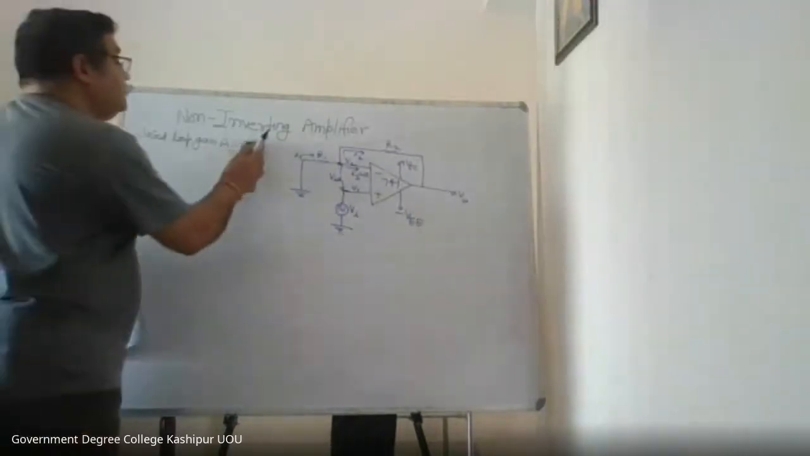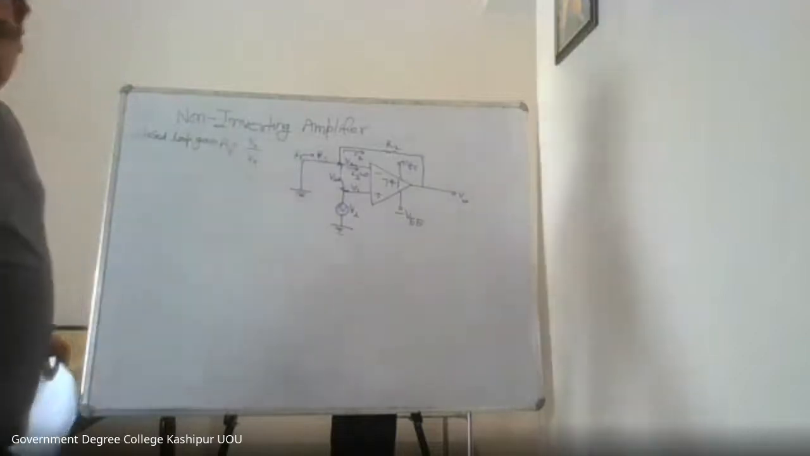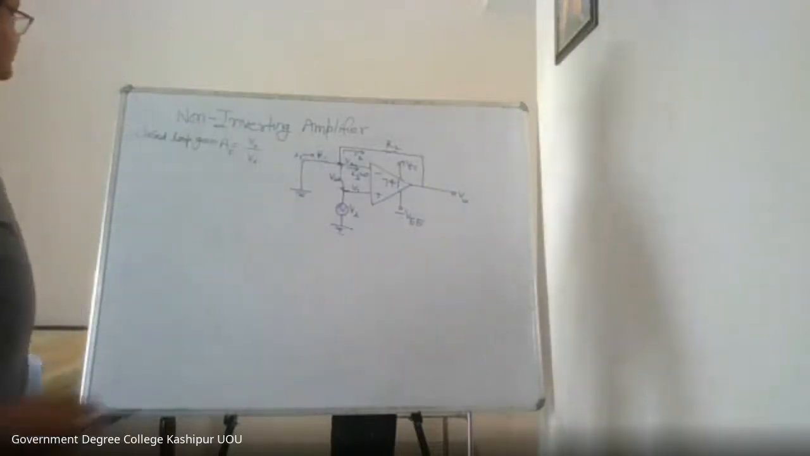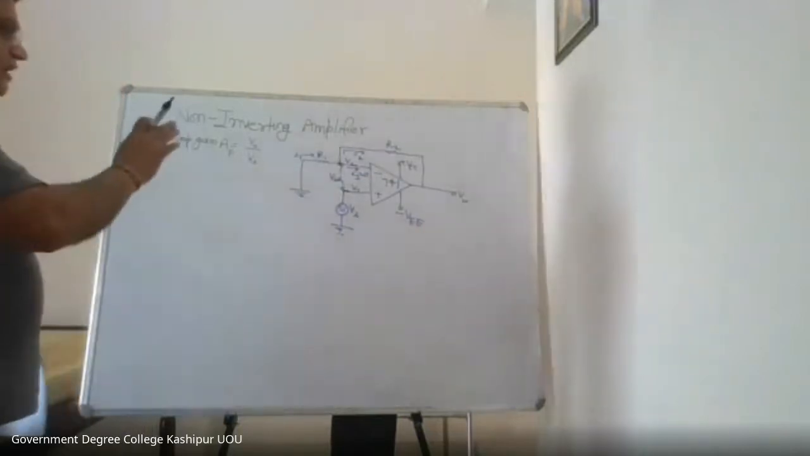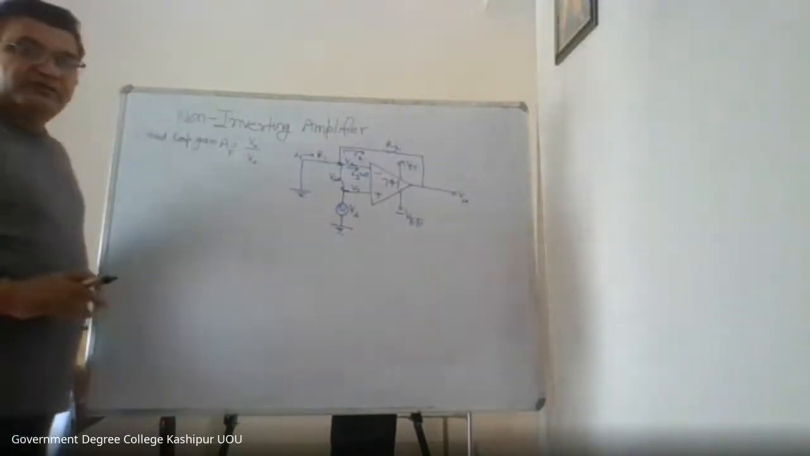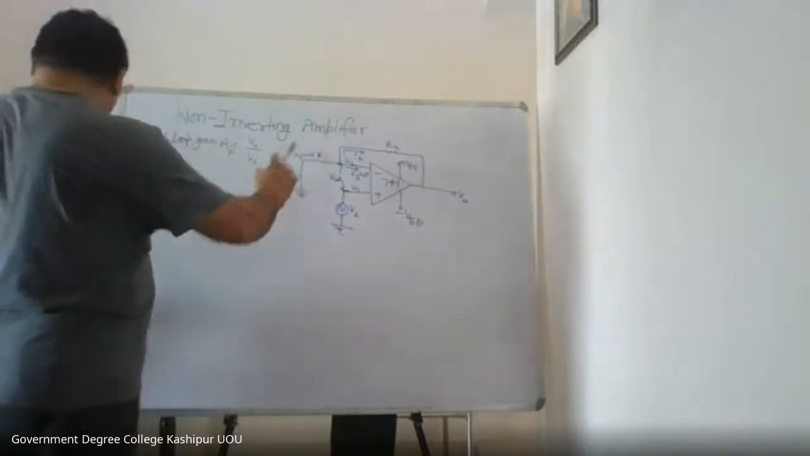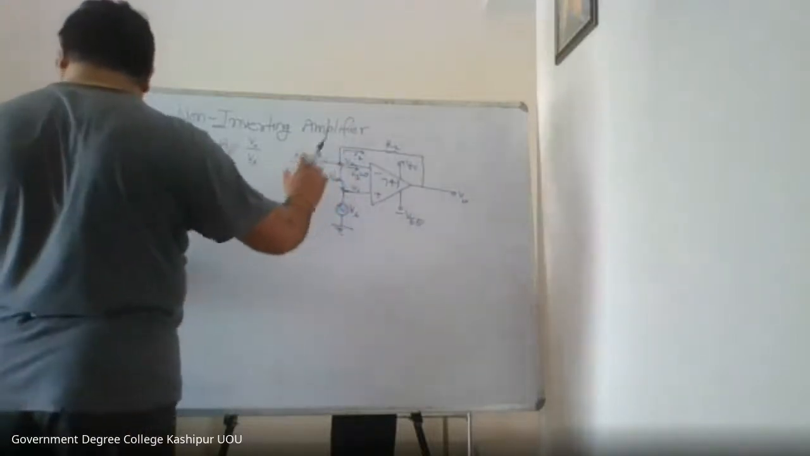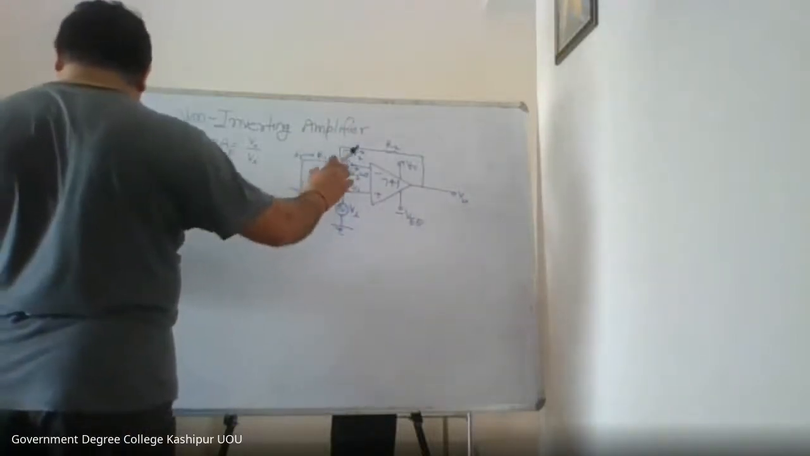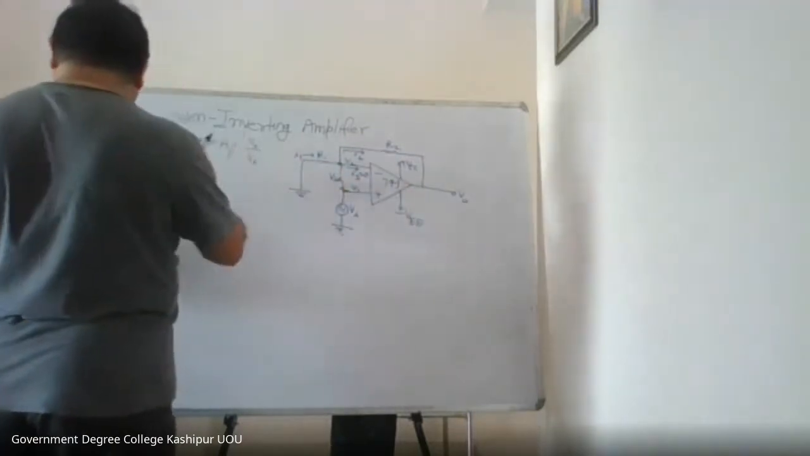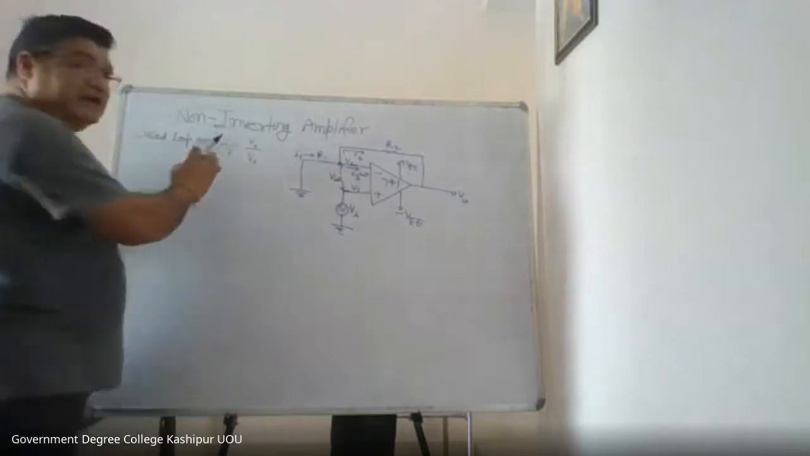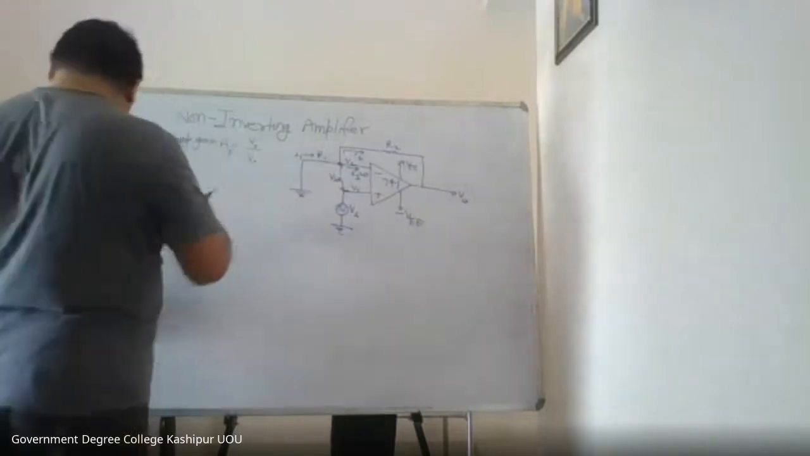Simply VO upon VI, output upon input. This is the closed loop gain of this operational amplifier. Now suppose the ideal condition of the operational amplifier, that is, this operational amplifier is ideal and is producing some finite output. Therefore, the open loop gain will be nearly infinite.